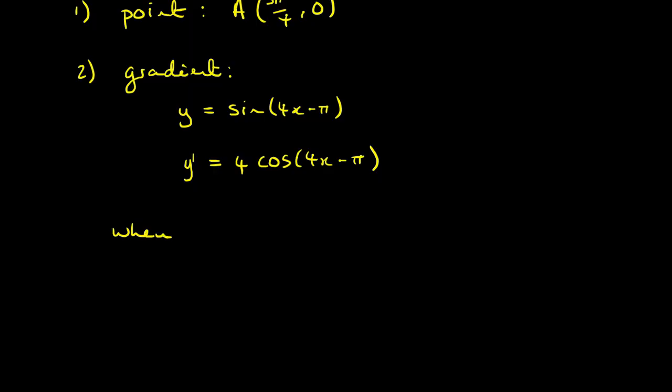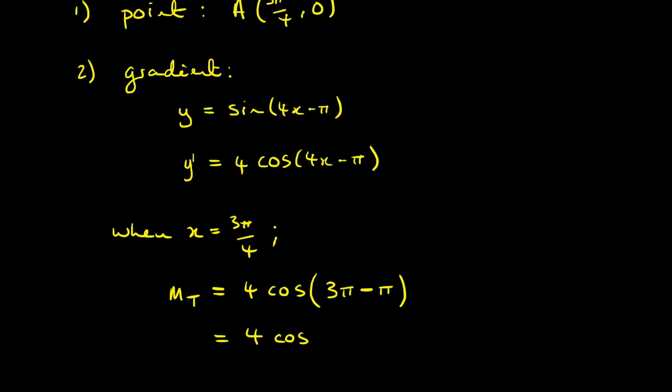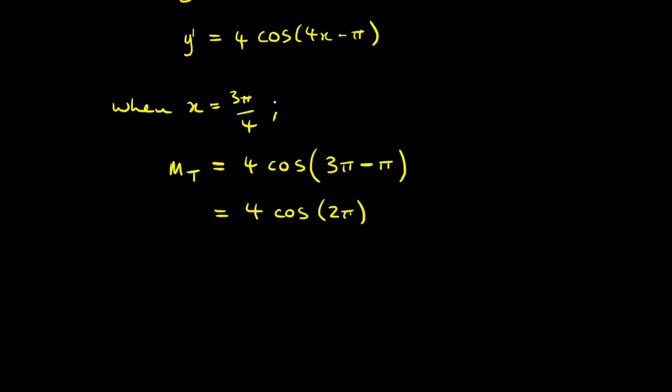I want to find the gradient of the tangent when x is equal to 3π/4. So the gradient of the tangent, which I'll now call m_t, is equal to 4 cos(4 times 3π/4 − π), which is 4 cos(3π − π). That's the same thing as 4 cos(2π), and the cosine of 2π is 1. So the gradient of the tangent is 1 times 4, which is 4.